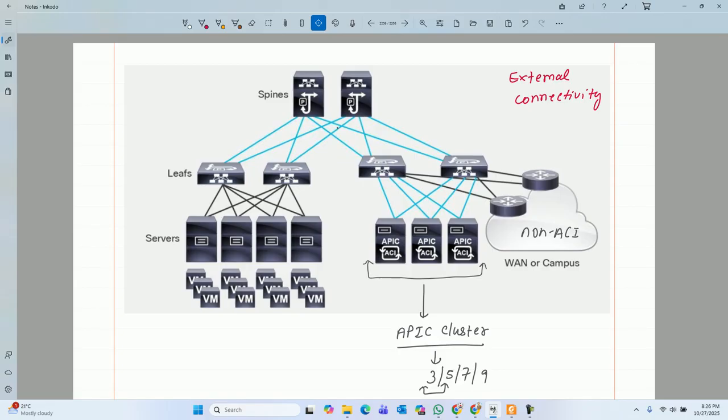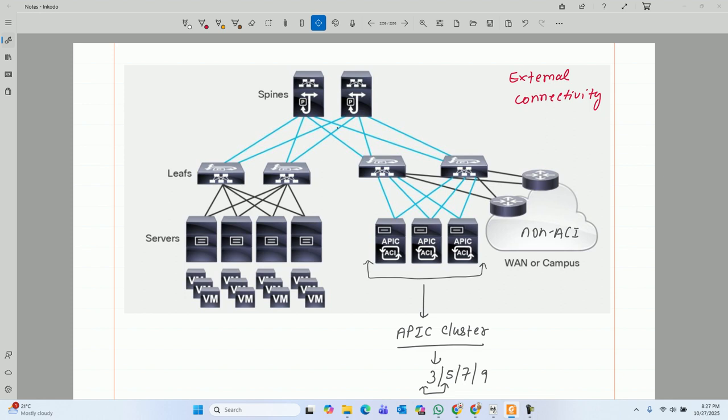Sorry, non-ACI what? They are known as border leaf. Yes, true. There are types of leaf switches, and in this case, it is known as the border leaf.